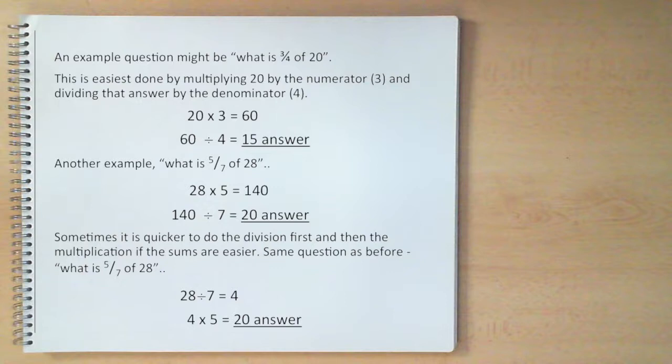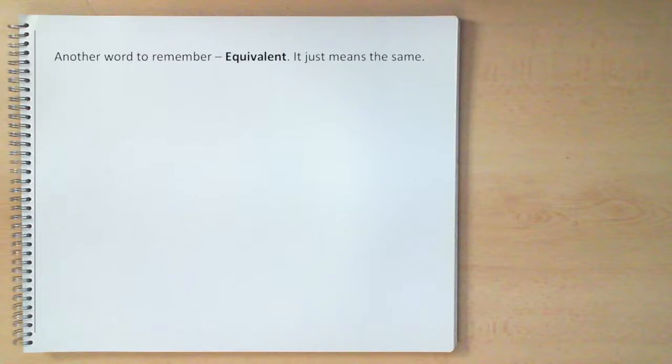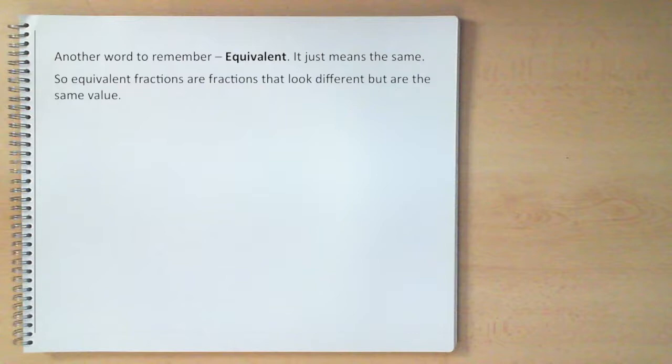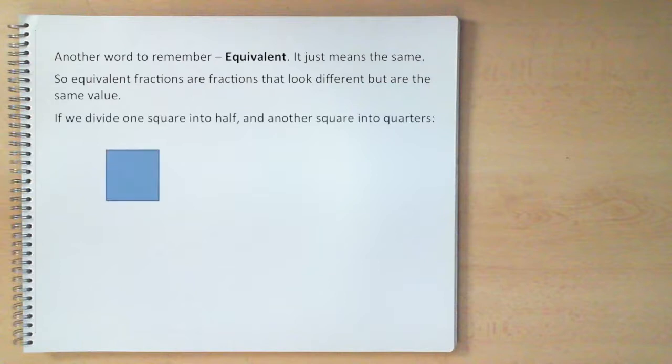So, as well as numerator and denominator, there's another new word to learn, and that's equivalent. Equivalent means the same. So, equivalent fractions are fractions that might look different but are actually the same value. Let's have a look at a very, very simple example. Let's take two squares, both the same size. The first square we're going to cut into a half. The second square we're going to cut into quarters. I think you'll agree both squares are still the same, they're just divided in different ways.